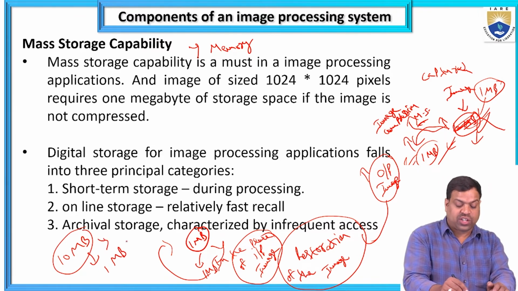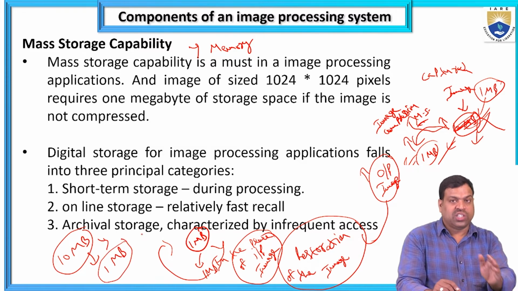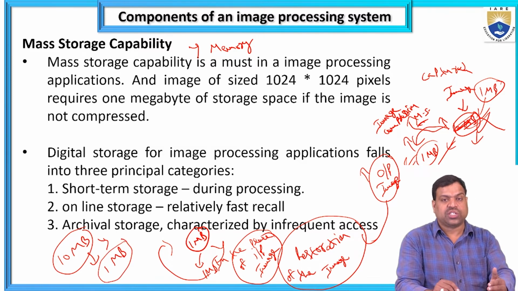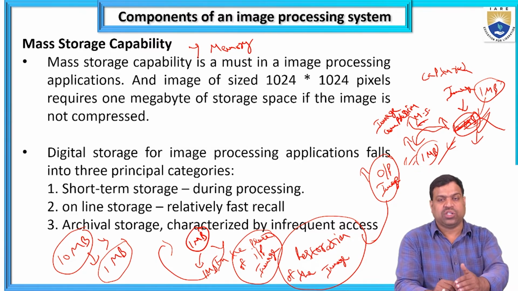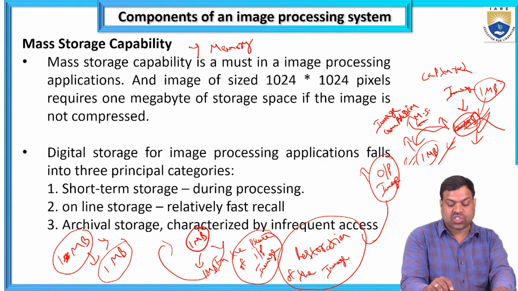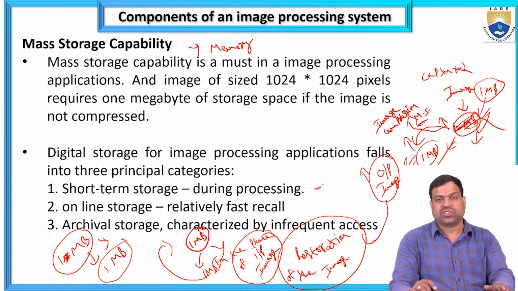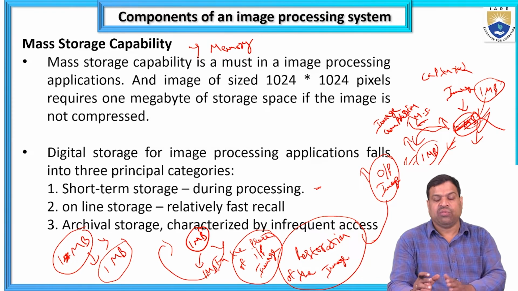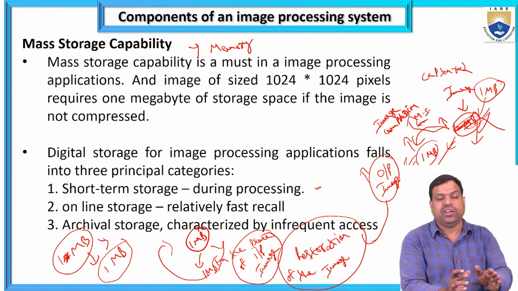Why? Because after image compression, what is the final output? I am replacing the original with the output image. So this 10 MB is replaced with 1 MB. So it is called short-term storage, meaning during the process of image compression. I don't need it permanently. During the image compression technique only, I need the input image. After getting the output image, I don't need the input image.